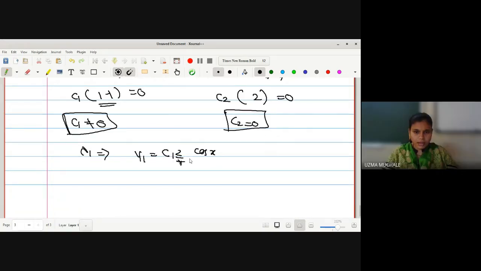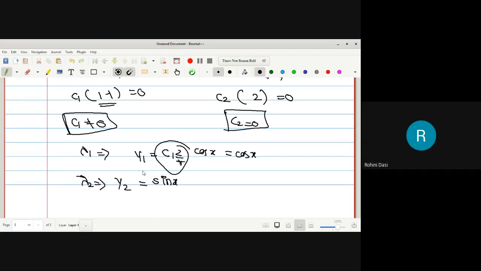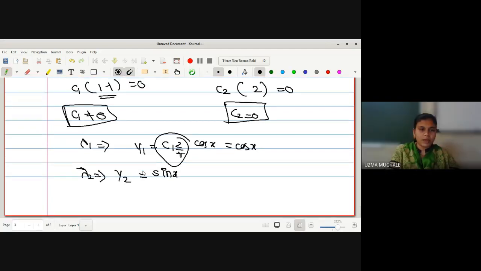So this value we can substitute as 1 and we get the value of y1 as simply cos x, because since C1 is an arbitrary constant, we can give any value. Similarly for y2, that means corresponding to lambda 2, no doubt C1 will be 0, so we get the value of y2 as simply sin x. Okay? Have you completed up to this? Yes, ma'am.